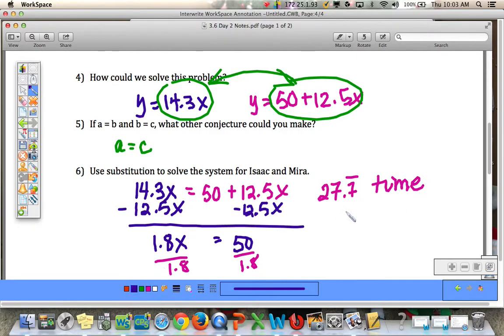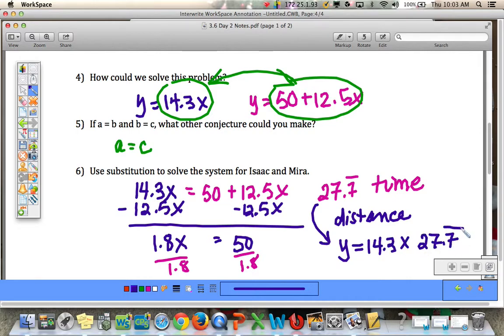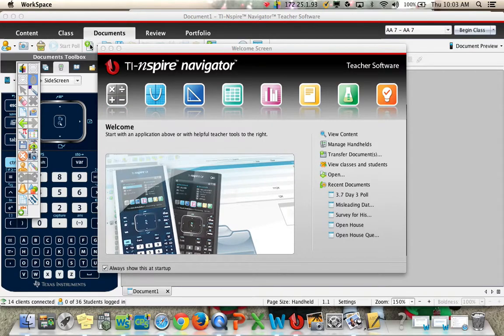If you want the distance, which we want to know as well, we're going to plug that into one of the equations. So y equals 14.3 times 27.7 repeating. I'll multiply by 14.3, and it's about 397.2 repeating. So this is the distance. So at 397.2 meters and at 27.7 seconds, they are tied.